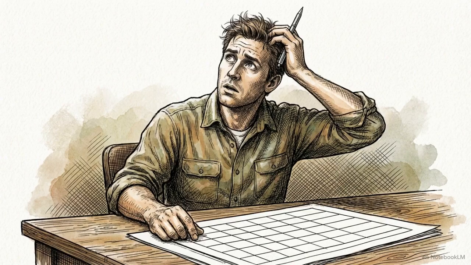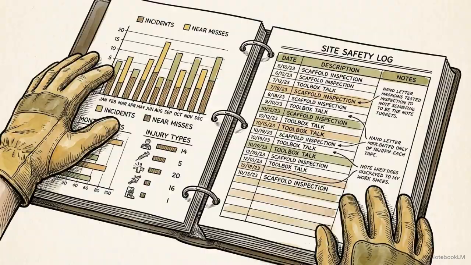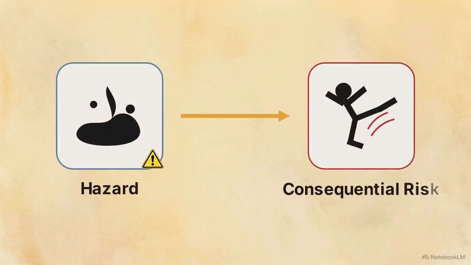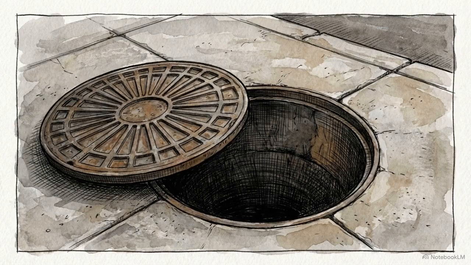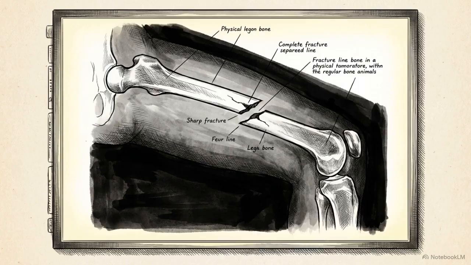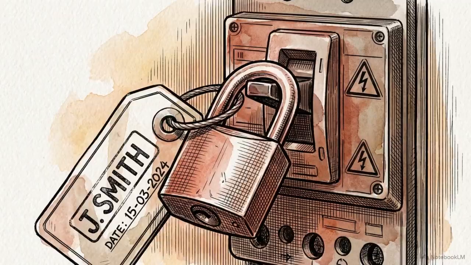As you build your own documents, do not guess the likelihood of an event. Rely on actual incident history and site data to accurately plot your matrix. Make sure you never list a hazard without attaching a specific consequential risk to it. An open manhole is an observation. A broken leg is a measurable consequence. Following these steps turns an administrative chore into a solid mathematical argument for safety.